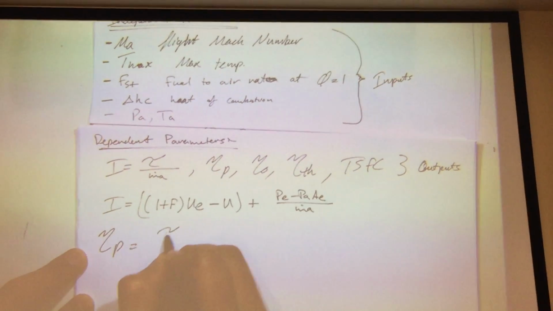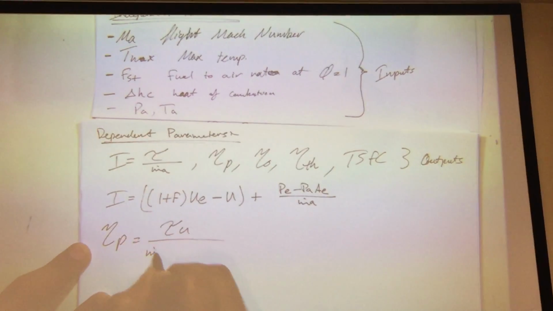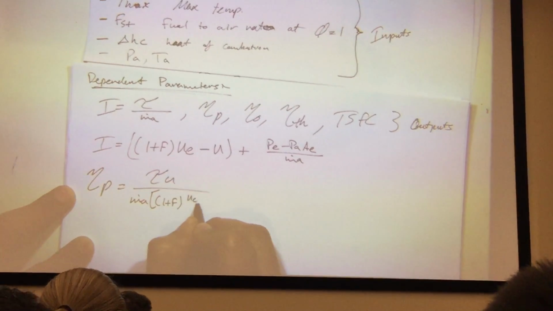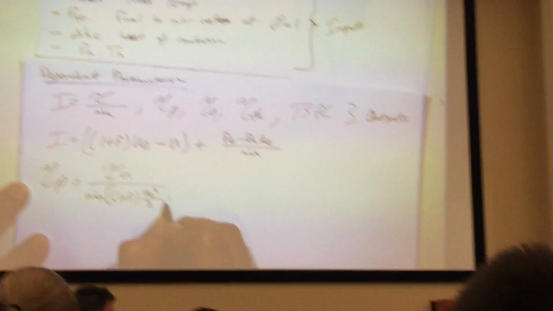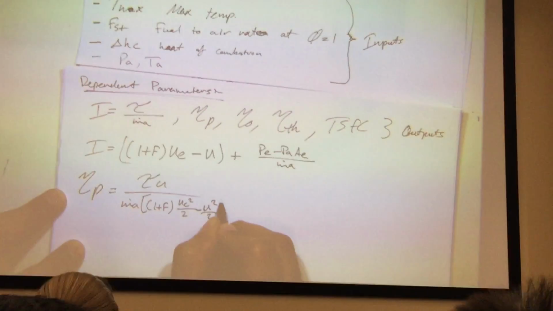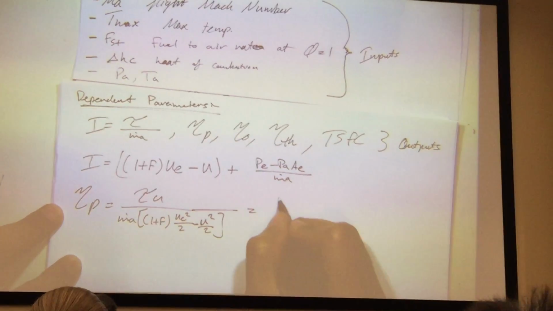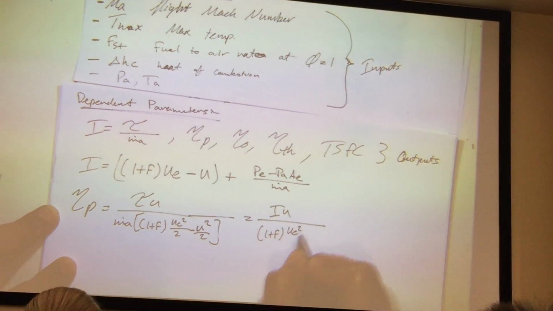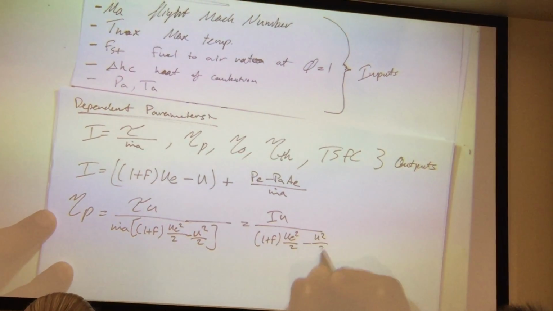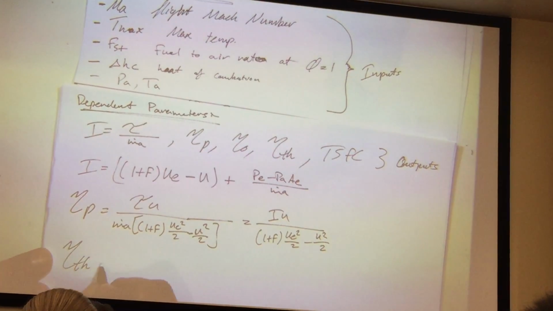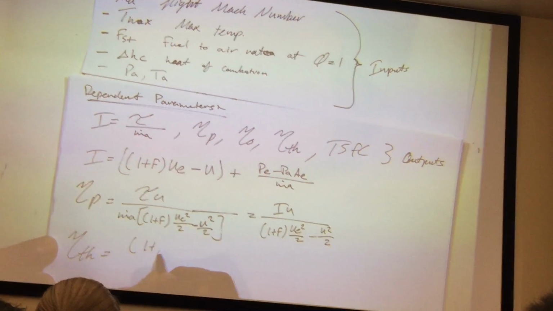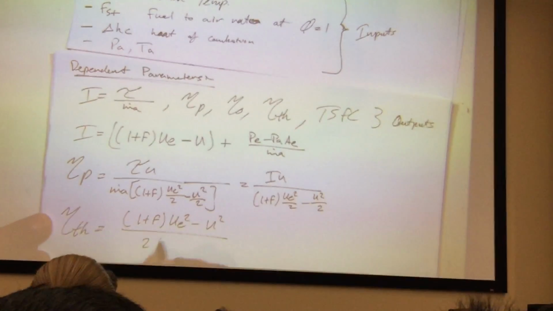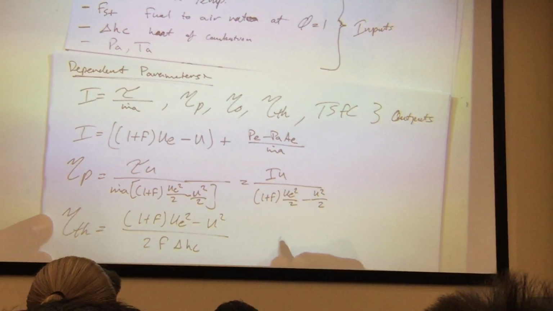Propulsive efficiency, we said it's tau U. I'm just rewriting the equations again. This is not new. 1 plus f, rate of change of kinetic energy. And that's equal to 2U over (1 plus f)Ue minus U squared over 2. And my thermal efficiency is (1 plus f) Ue squared divided by 2, the fuel ratio, heat of combustion.